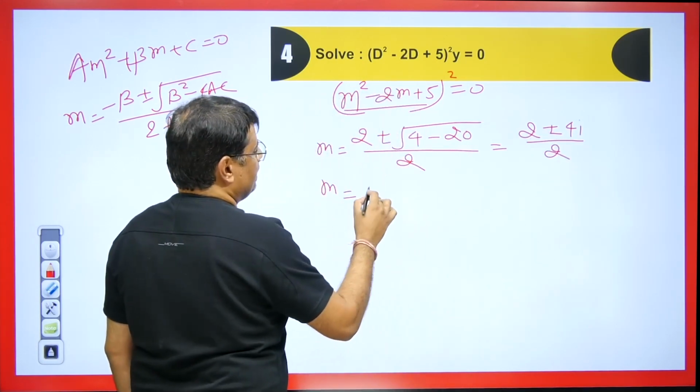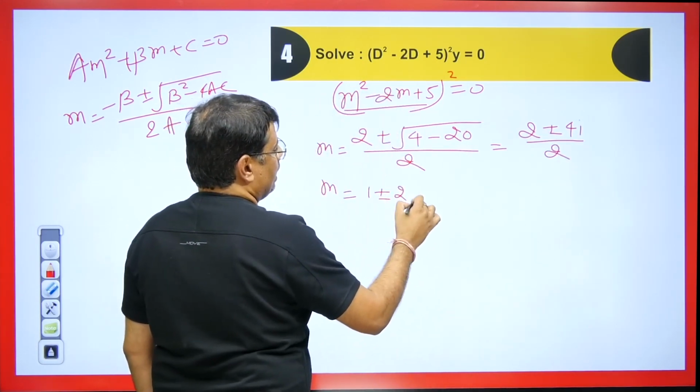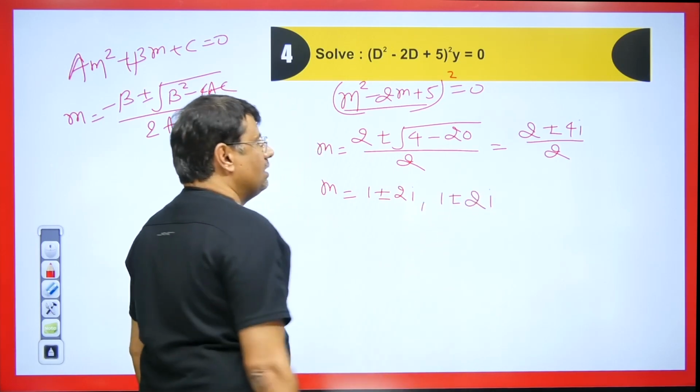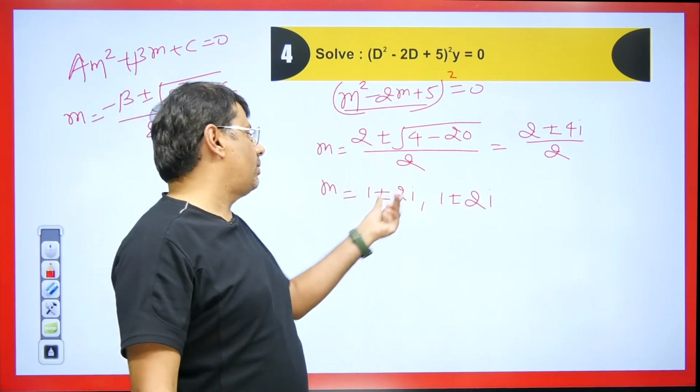When we simplify it, we get 1 plus minus 2 iota, but you can see it is whole square. So note that the root here will repeat. Whenever it is square, in that case, the roots will repeat.